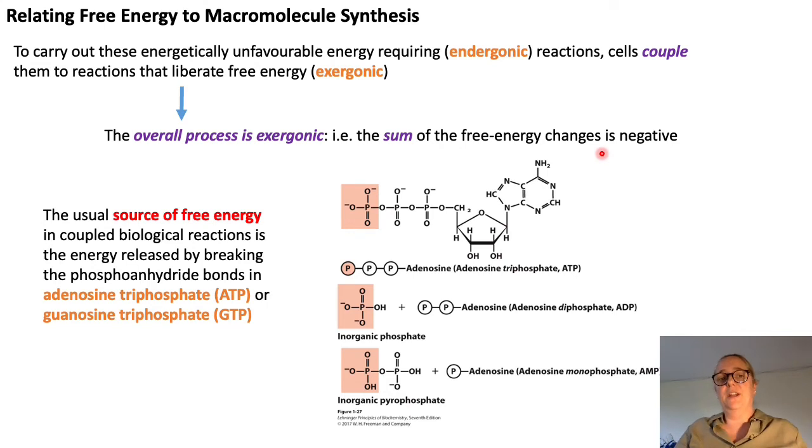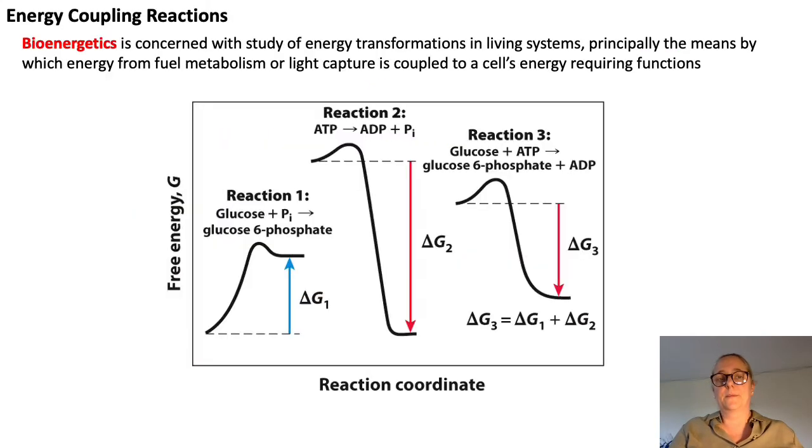The usual source of energy is normally coupled to a biological reaction. The energy is released by breaking phosphoanhydride bonds, which we find in adenosine triphosphate or guanosine triphosphate, so ATP or GTP. ATP is a very common source of free energy. We also have energy coupling reactions.